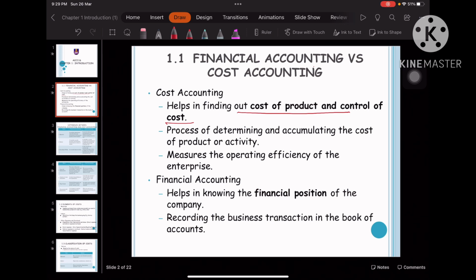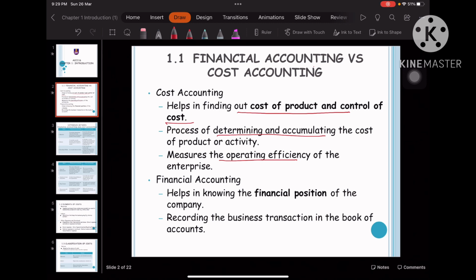The other one is the process of determining and accumulating the cost of a product or activity. For example, for the product just now, we would like to determine the cost of the product, and if it is a service we provide, we would also like to trace and accumulate to determine the cost of the activity. The third one is to measure the efficiency of the enterprise, whether the company is efficient or not in operating their business.